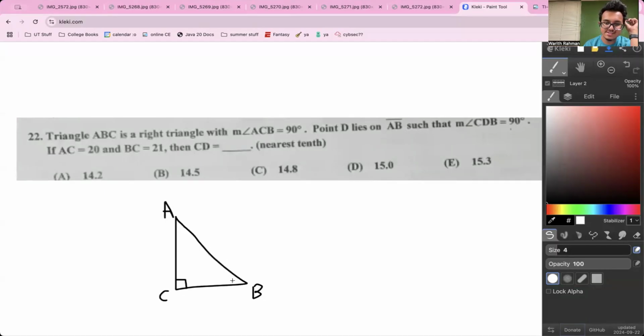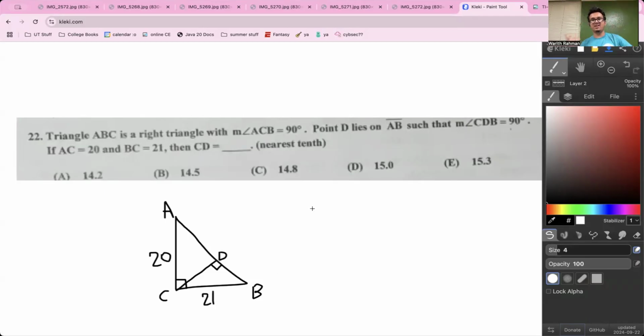D is on AB such that CDB is 90 degrees, which means that CD is what we call an altitude, specifically an altitude of the hypotenuse. AC is 20, BC is 21, what's CD?